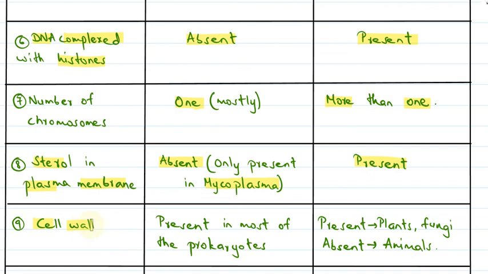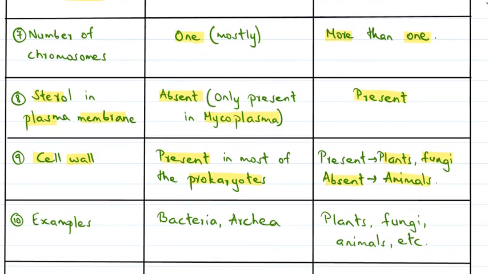Then we talked about cell wall. So cell wall was present in most of the prokaryotes, but in case of eukaryotic cells, animals are those which lack cell wall, whereas cell wall is present in case of plants and fungi. These are eukaryotes. So in case of bacteria, the cell wall is composed of peptidoglycan. In case of plants, it is composed of cellulose. In case of fungi, it is mainly composed of chitin, whereas animals, which are also eukaryotes, they completely lack the cell wall.